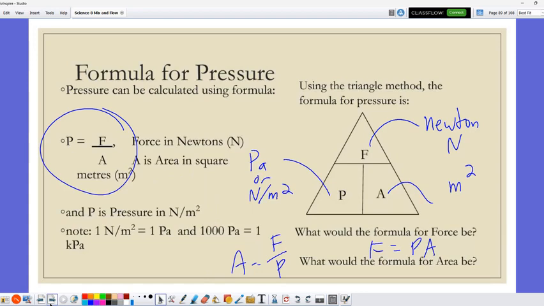Here's the formula for dealing with pressure. Pressure is force divided by area. We've gone through the triangle with density, so it's the same sort of thing. If you want a formula for pressure, you cover up P and it's F divided by A. If you want a formula for F, you cover up F and there it is, P times A. And if you need a formula for area, you cover up A and it's F over P.